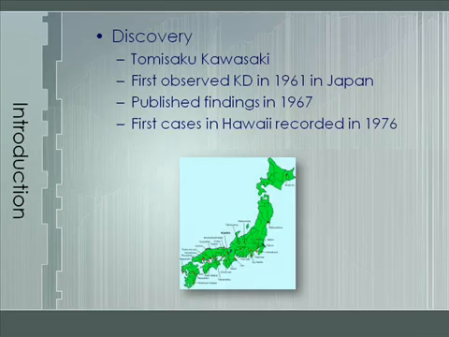Dr. Kawasaki first recorded observations of the disease that would later bear his name in 1961 in Japan. He published his findings in 1967. It was originally thought that Kawasaki disease was limited to Japan only, but in 1976, cases of Kawasaki disease were being reported in Hawaii.